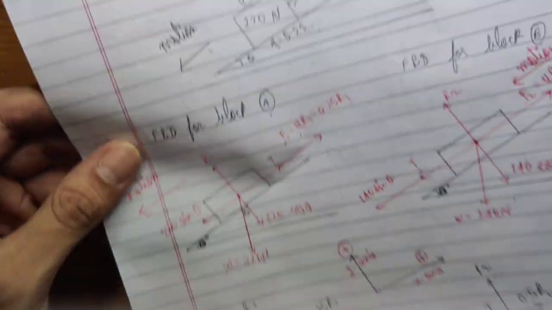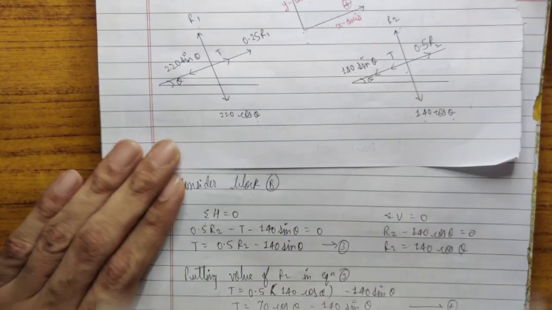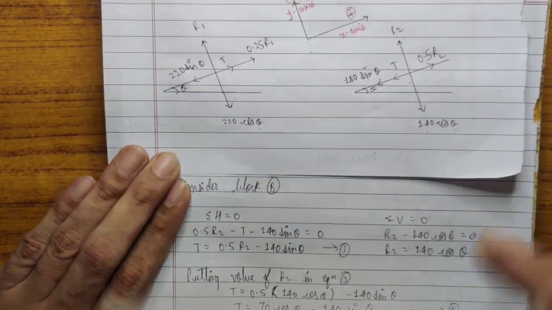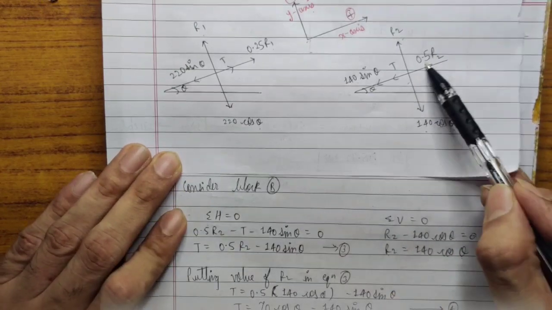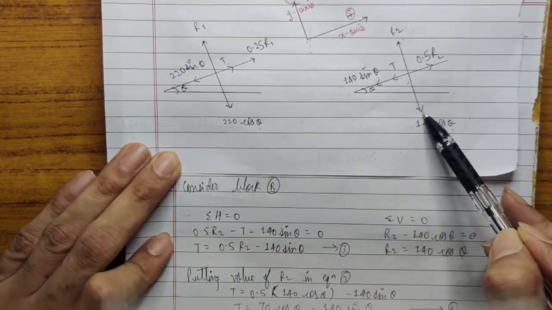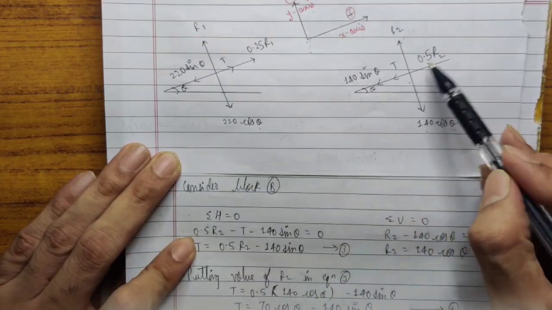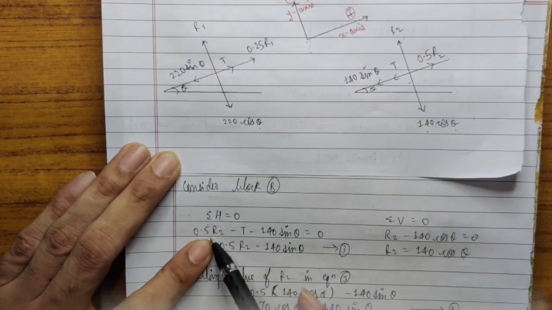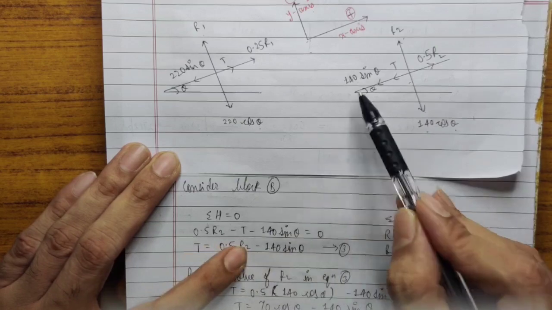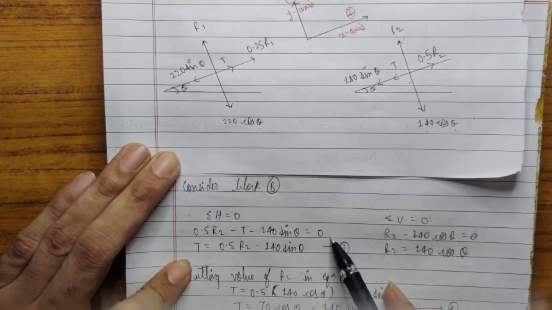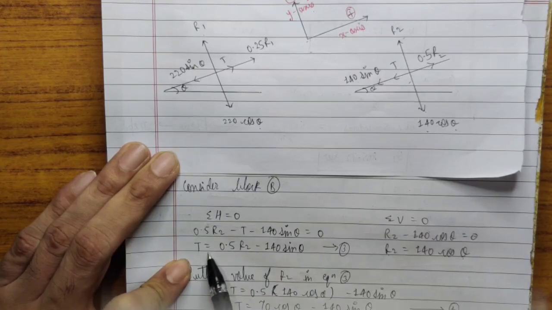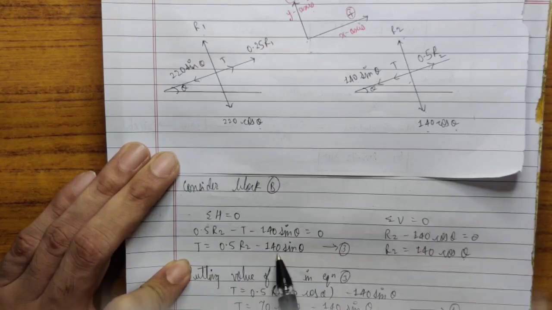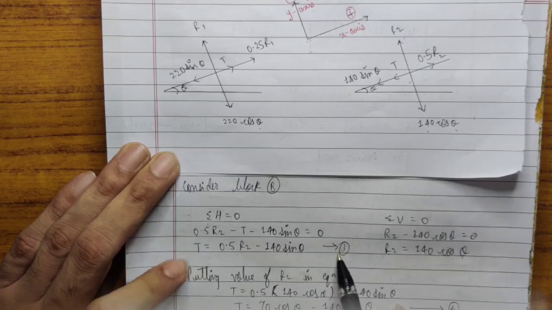So first let us see the FBD for block B. Okay, so this is the FBD for block B. Now these are the horizontal forces and these are the vertical forces. So what will be summation H equal to 0? It will be plus 0.5 R2 minus T minus 140 sin theta is equal to 0. If we simplify it, taking T towards the right side, T is equal to 0.5 R2 minus 140 sin theta. So this will be our equation 3.